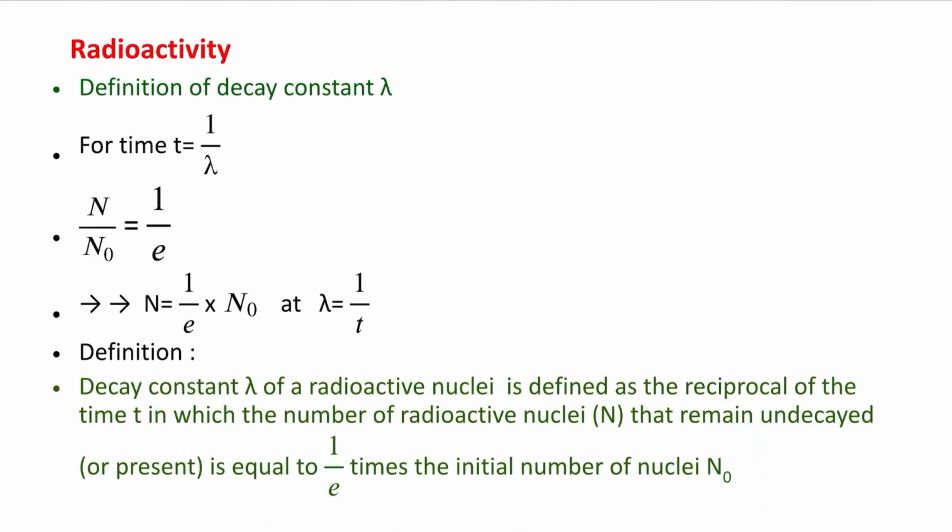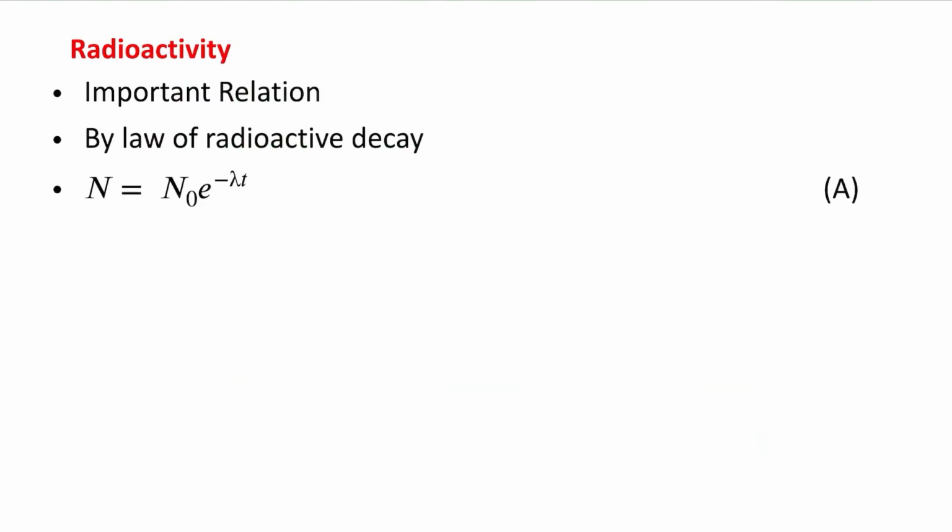Though it is called decay constant, it is not a constant quantity. It is different for different radioactive nuclei. Each radioactive nuclei has a different value of radioactive decay constant lambda.